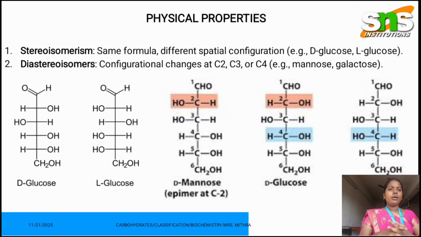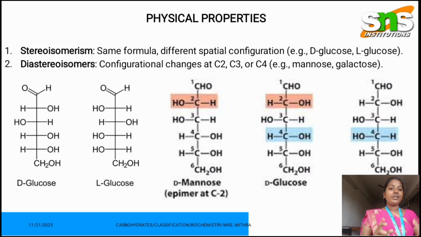And coming to the properties of carbohydrates, we may come across physical properties and chemical properties. In physical properties, the first one is stereoisomerism. Along with the structure, the carbohydrates have these properties, and stereoisomerism is nothing but having the same formula but a different spatial configuration. For example, D-glucose and L-glucose.